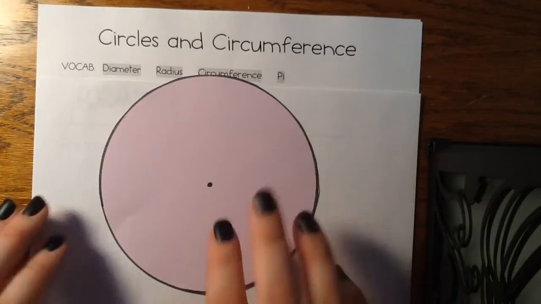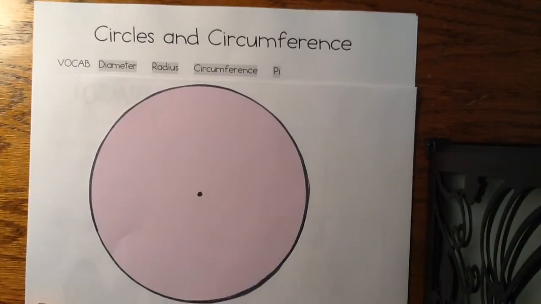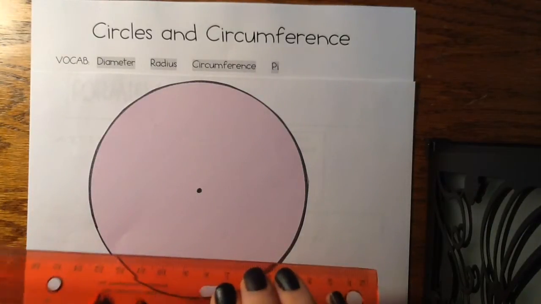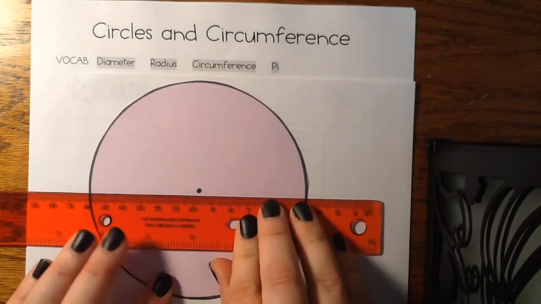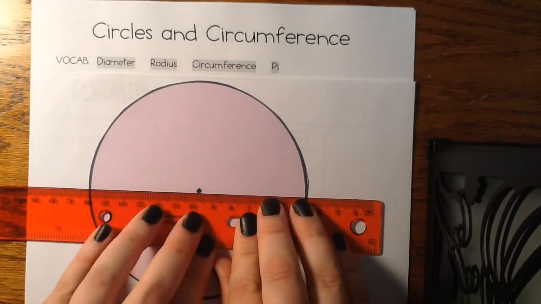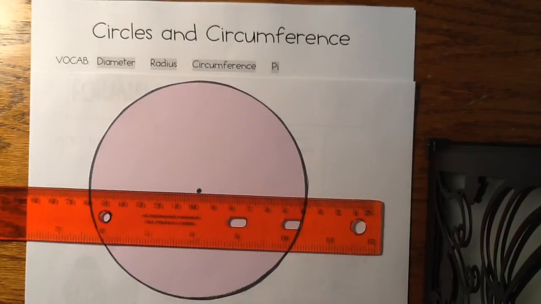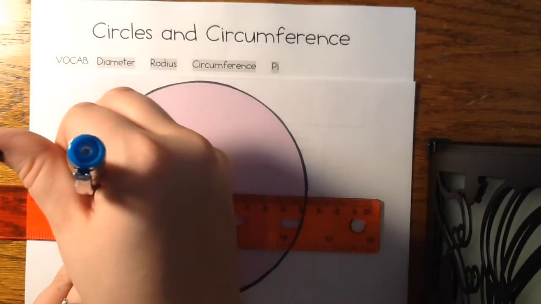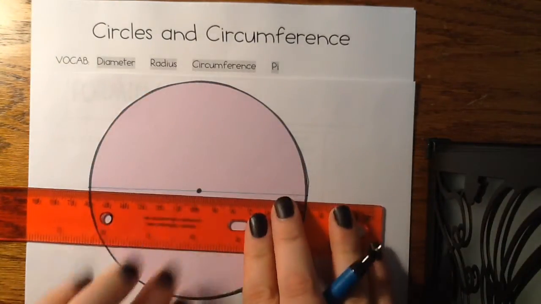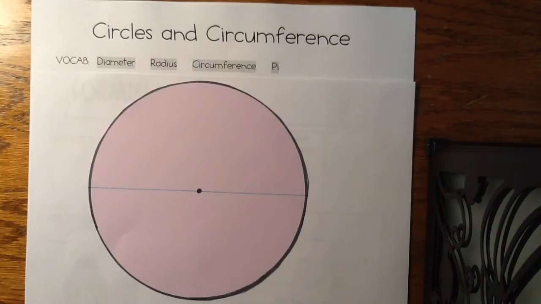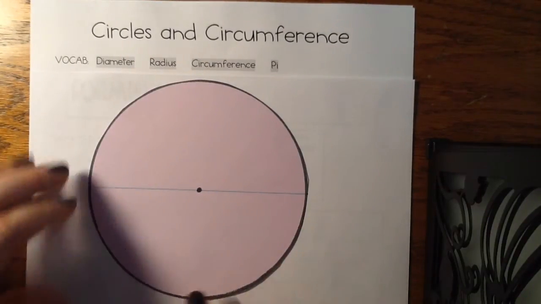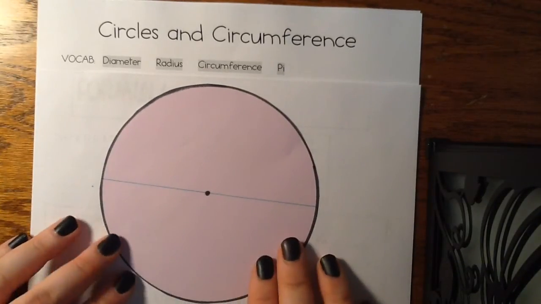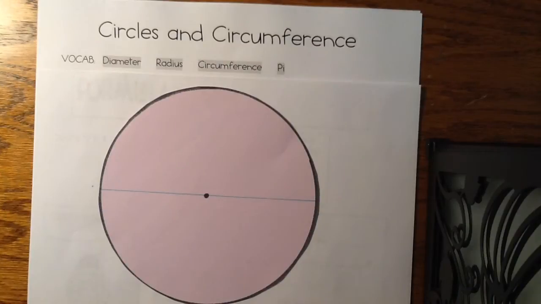I made this little circle so we could go over the vocab words using it. So first we have diameter. To find the diameter, we want a distance across the circle through the center. So there's our diameter. It doesn't have to go horizontally through it. It could go in any direction, just as long as it goes through the whole circle and it passes through the center.